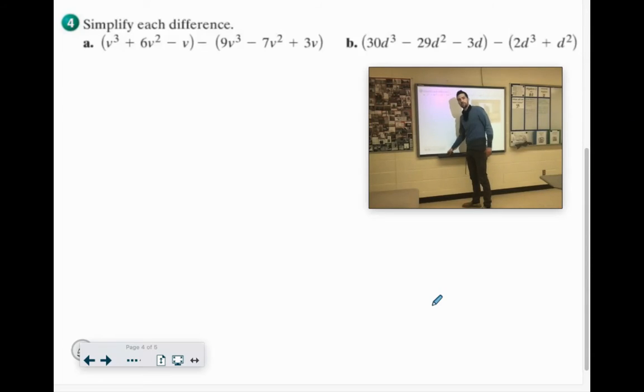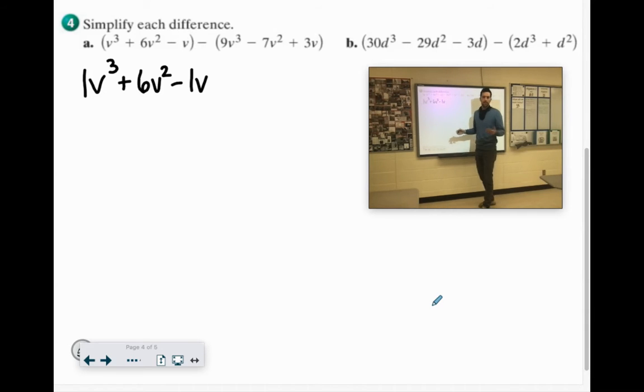We'll just rewrite the first parentheses. We have v to the third, which again means 1v to the third. We have the 6v to the second. And then we have the negative v, which let's write the negative 1v for now. We wouldn't write that in our final answer.